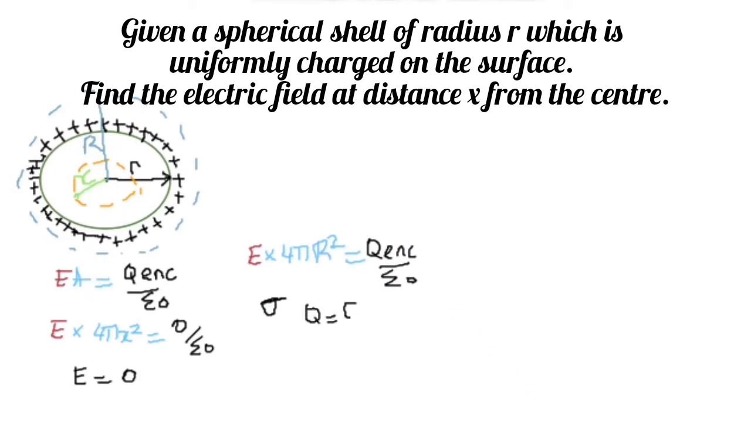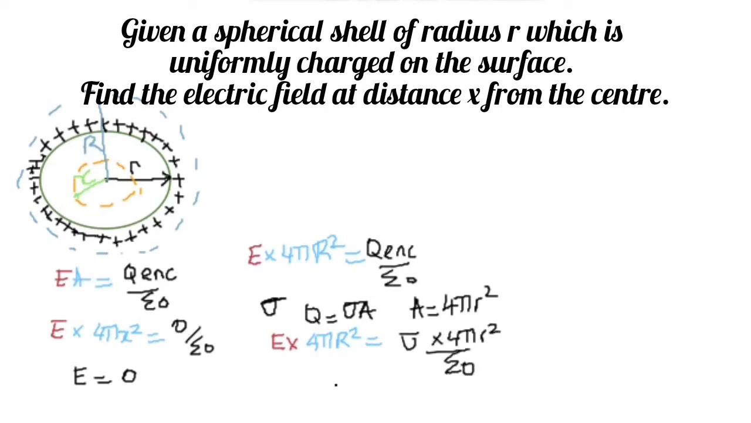Charge enclosed is the surface charge density times the area over which the charge is spread. The charge is on the sphere, not on our Gaussian surface, so it will be sigma times 4 pi small r squared over epsilon naught. Then E is equal to sigma times 4 pi small r squared over 4 pi big R squared epsilon naught. The 4 pi's cancel out. From there, you can find your electric field.